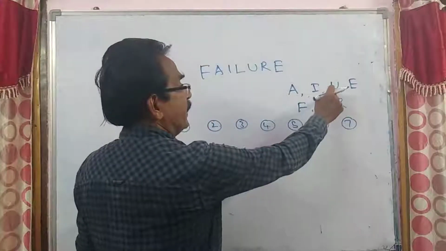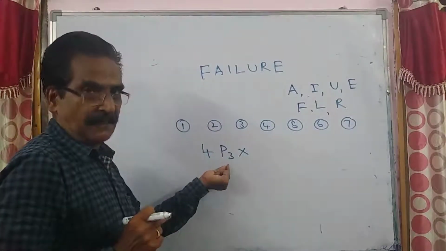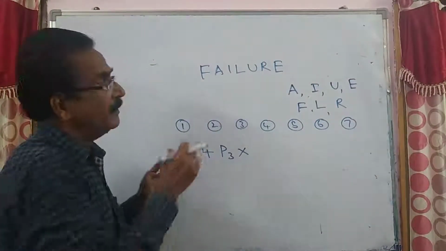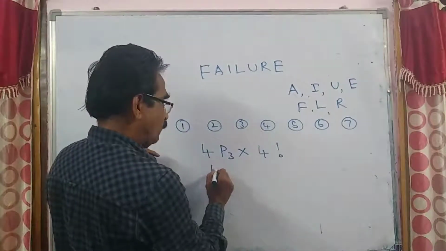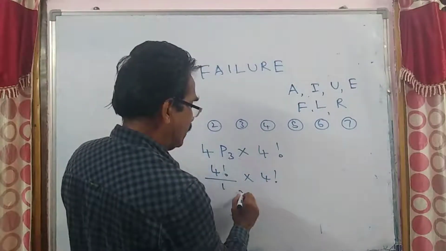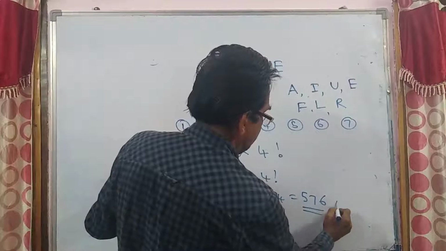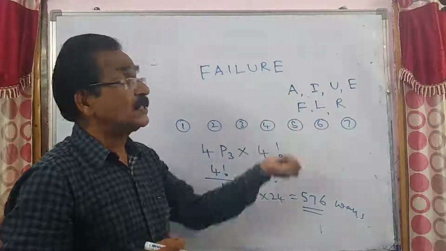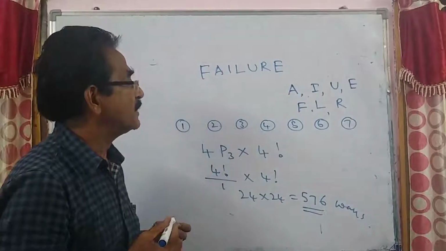Now we have to arrange the rest in the remaining places. 3 places are filled, and now we have 4 places remaining. 4 vowels have to be filled in 4 factorial ways. 4p3 means 4 factorial by 4 minus 3 factorial, which is 1 factorial, into 4 factorial. 4 factorial is 24, 24 into 24, 576 ways. So for this question, consonants occupy odd places, your answer is 576 ways.